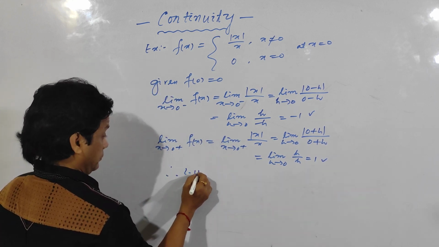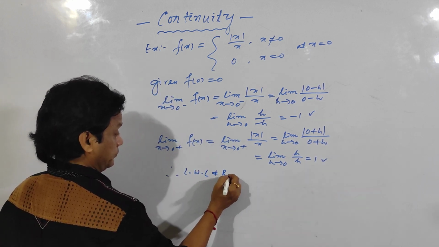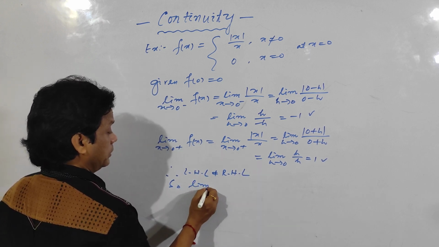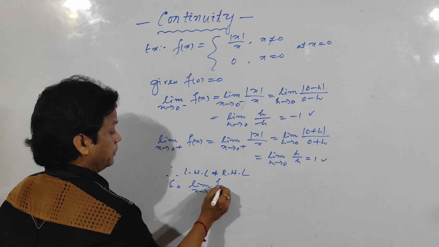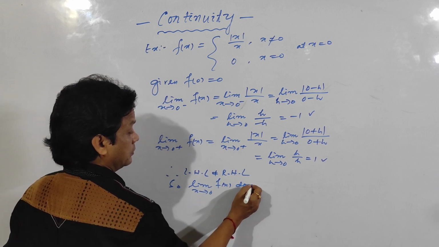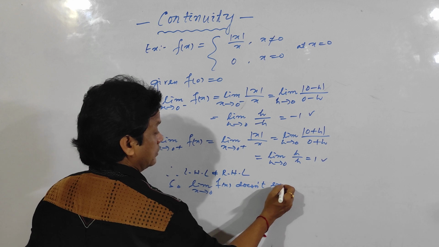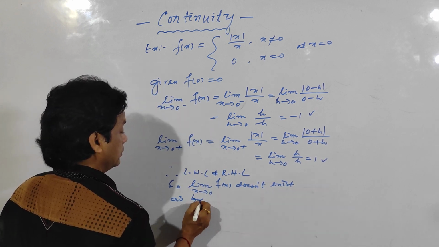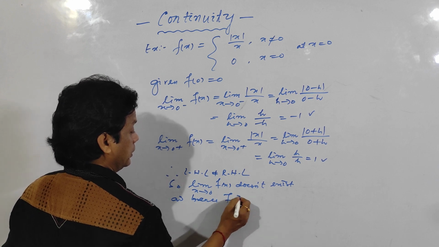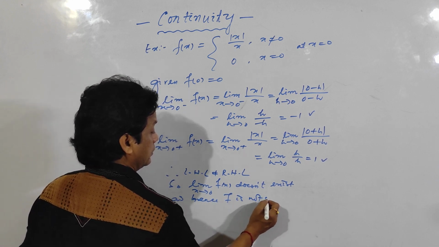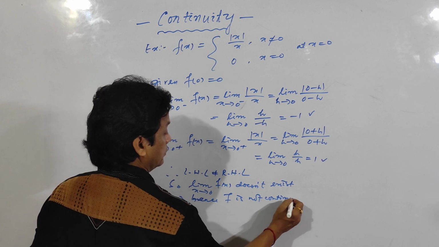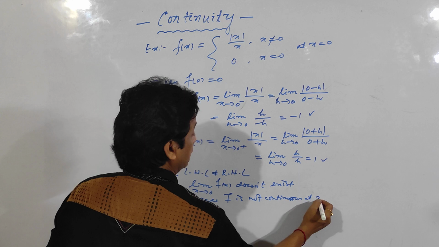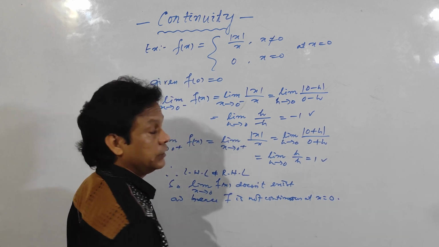Therefore, left hand limit is unequal to right hand limit. So limit x tends to 0 f of x does not exist, and hence f is not continuous at x is equal to 0. Clear?